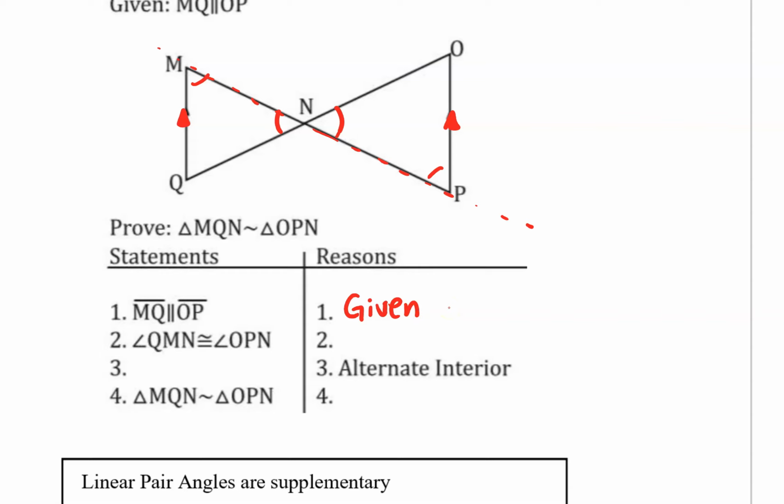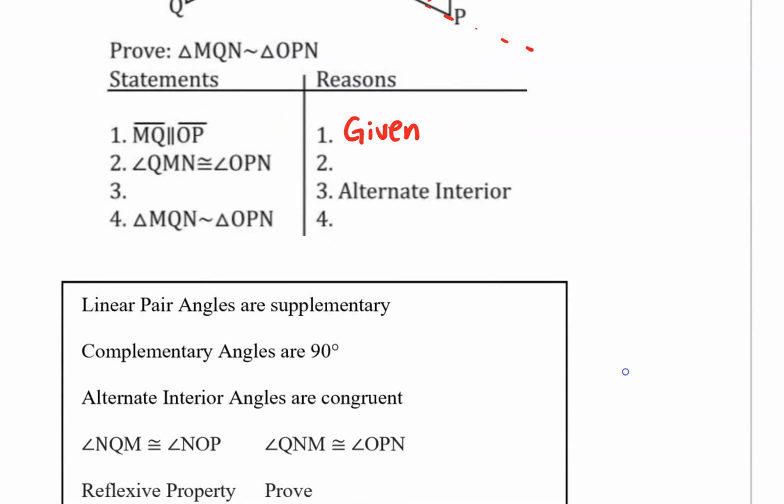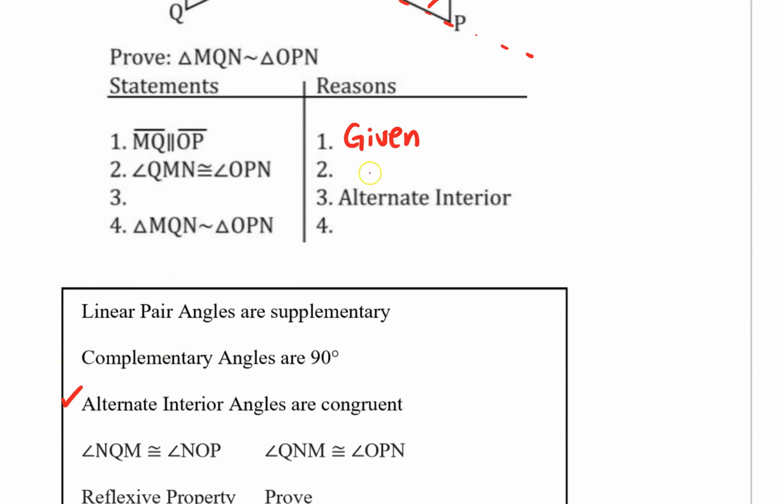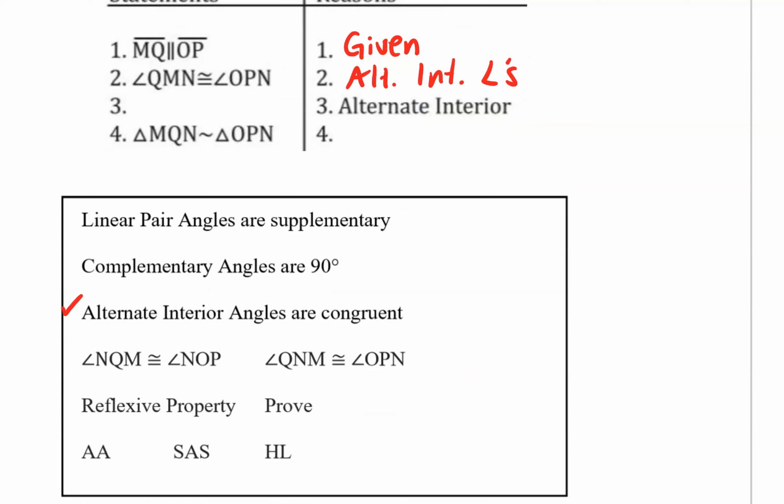Now they're saying angle QMN, that's the one I noted here, is congruent to OPN, and the reason is because of alternate interior angles. Are congruent, so the properties of alternate interior angles. So we use that.